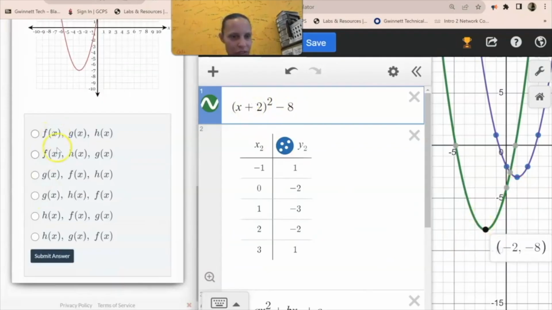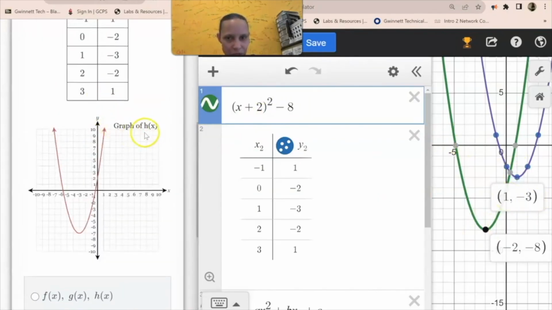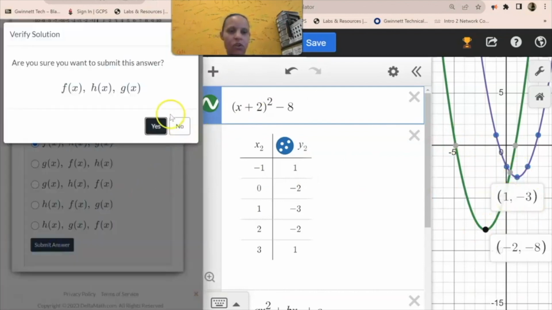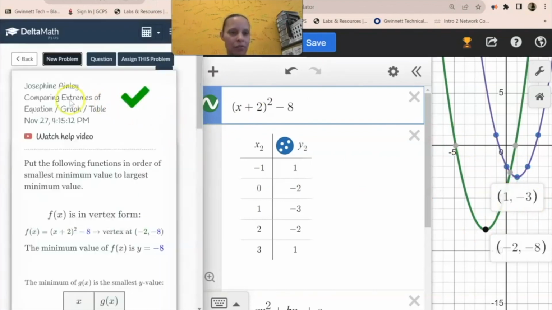So f of x first, one of these two. Then second would be, this one is -7. This one is -3. So -7 is next. So h of x. So it goes f of x, then h of x. And that's all you're doing. So just put it in the calculator and compare it.